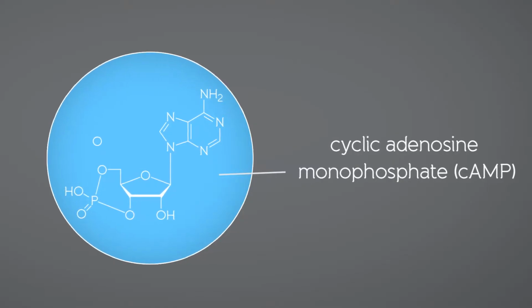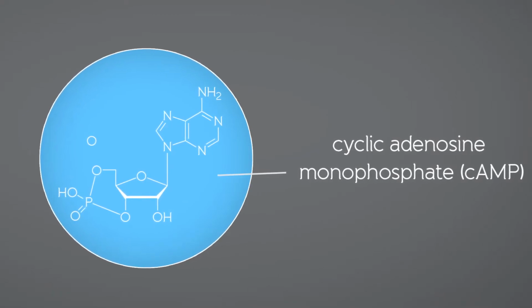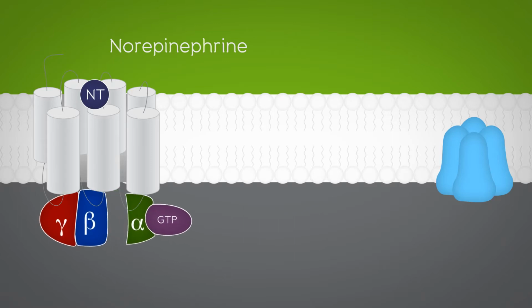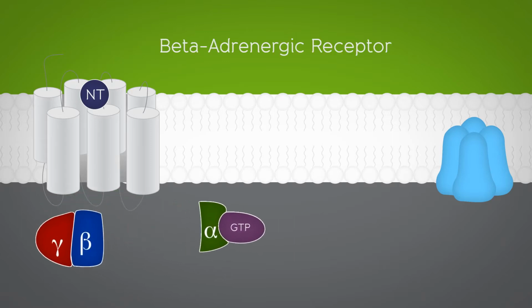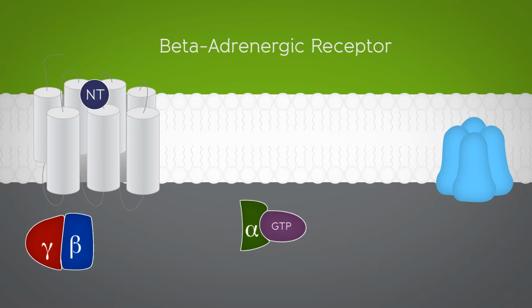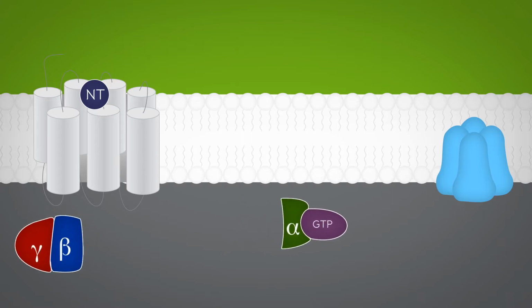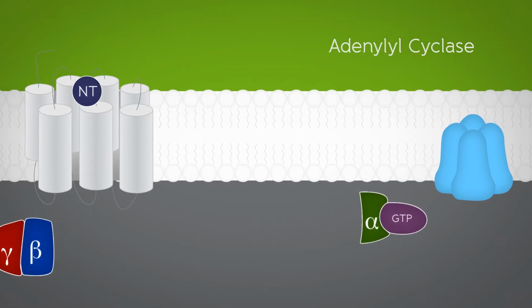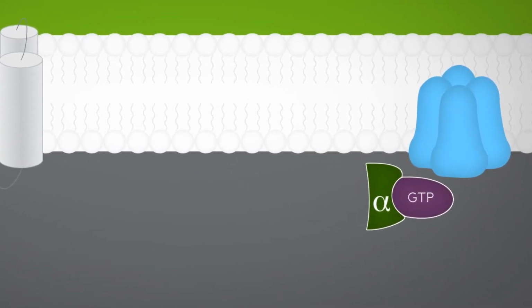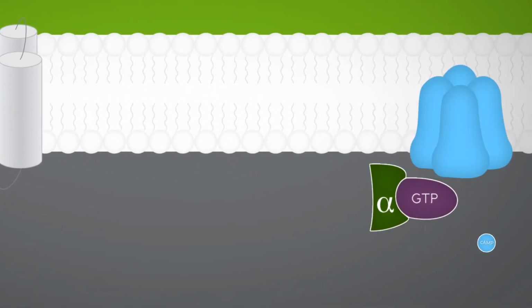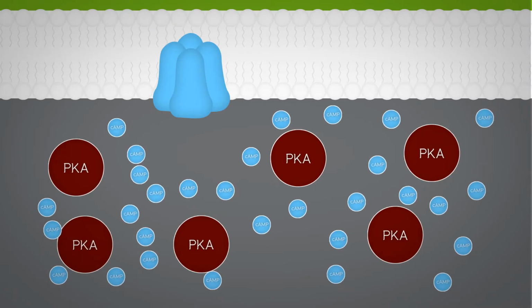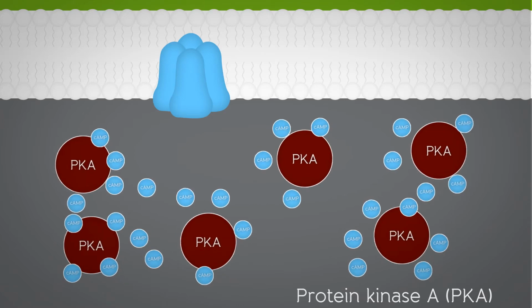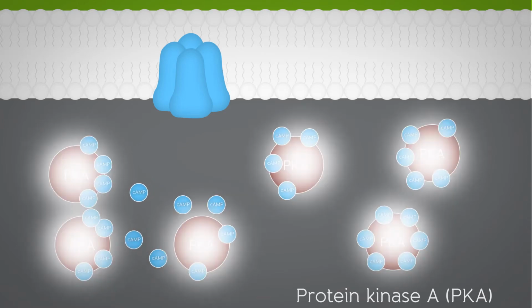One example is the cyclic AMP-dependent pathway, which, as in our example with our hungry bear, may be activated by the neurotransmitter norepinephrine. In this case, norepinephrine binds to a specific kind of GPCR called a beta-adrenergic receptor. Once this receptor is stimulated and the G protein activated, the alpha subunit binds to an enzyme known as adenylyl cyclase. This in turn increases the production of cyclic AMP, which is the second messenger. Cyclic AMP will go on to activate protein kinase A, PKA, which in turn regulates a number of different proteins.